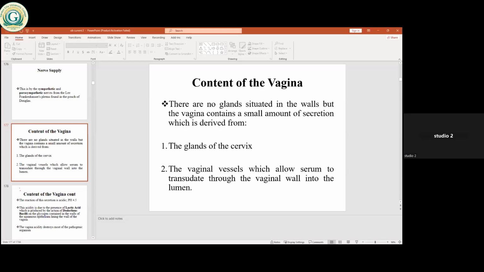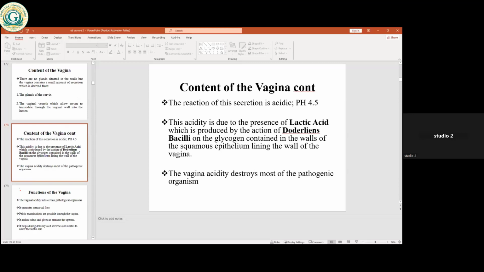Inside the vagina is not dry, it has secretion. The vagina has no glands, so the secretion is coming from the cervix and the blood vessels in the vagina. This secretion is acidic, with a pH of 4.5. Where does this acid come from?